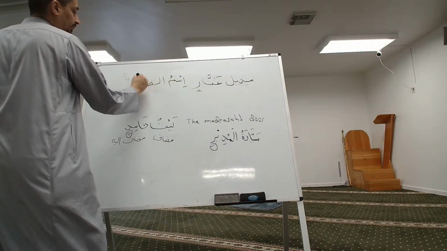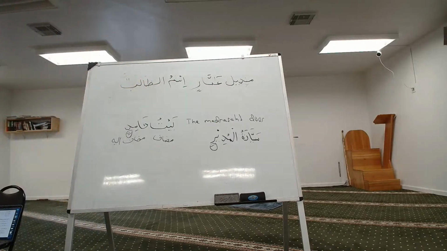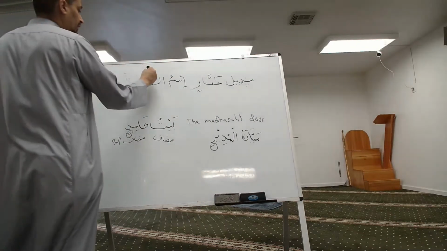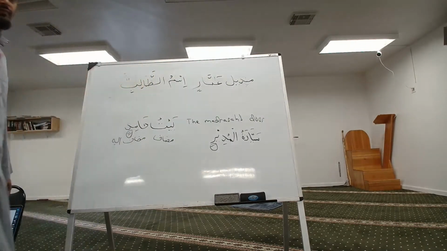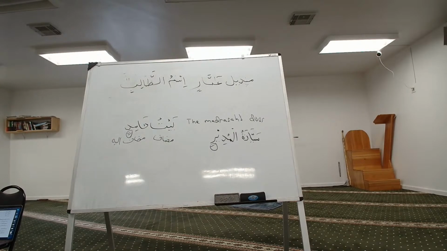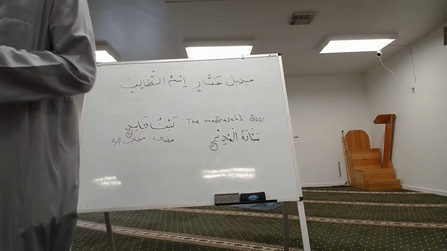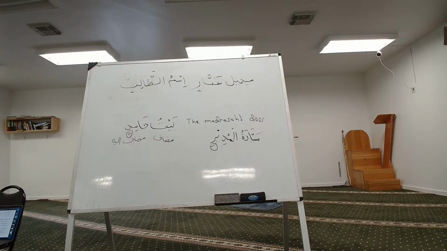And this would be Ismut Talibi. Ismut Talibi. The student's name. Ismu is name, right? Name. Yeah. Okay, got it. So in this context, it's name. And like in grammatical context, it would be noun. But in this context, it's name.